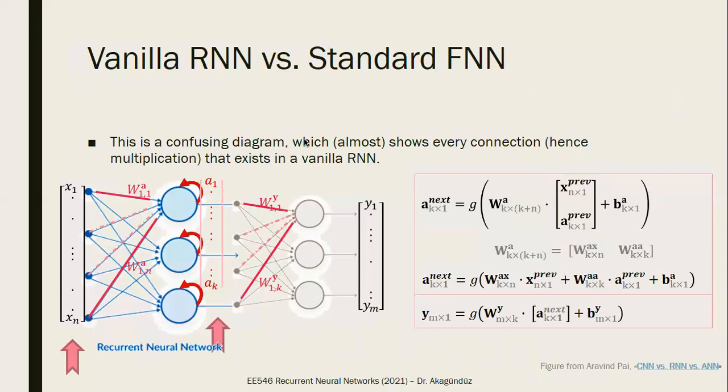Okay, so good. So this will be the recurrent. So I think this is a necessary diagram, but I believe that, as I've written in the slides, it is a confusing diagram because it shows almost every connection and every multiplication that exists in a vanilla RNN.